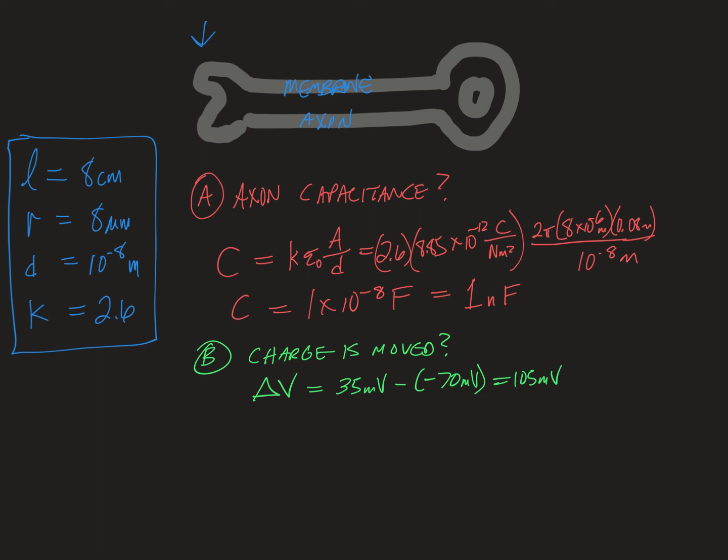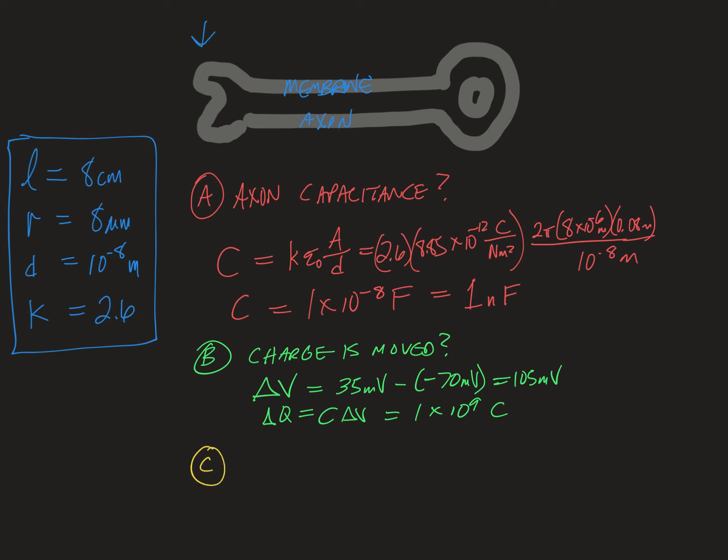And we know that delta Q, this is just from textbook stuff, is just C delta V, capacitance times delta V. So if we multiply our last number times this new number, we're going to get roughly 1 times 10 to the 9th coulombs. So 1 billion coulombs. That's a lot of coulombs.